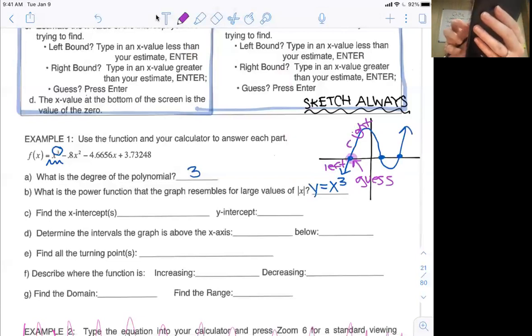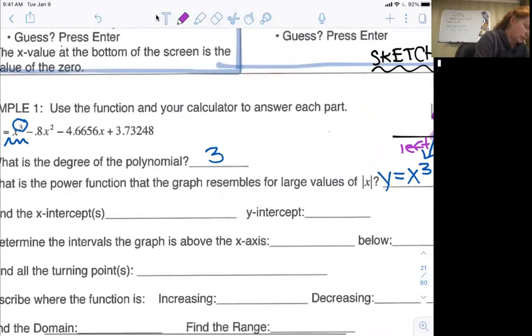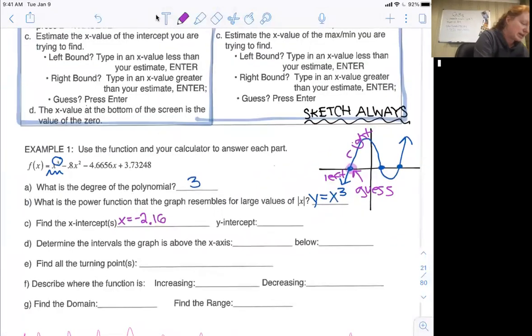So again, I'm going to show you that. I'm calculating the 0. Left bound would be below this one, enter. Then it says right bound, you're going to go above and then hit enter. And then guess, just go somewhere close to it. That's even fine. Hit enter. And it says 0, x equals negative 2.16. Mine says E, that means 0, okay? Some of yours probably will just say 0. It depends on the model of your calculator. You're going to have to do that 3 times, okay?